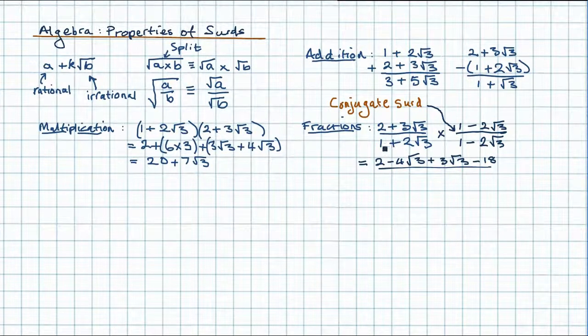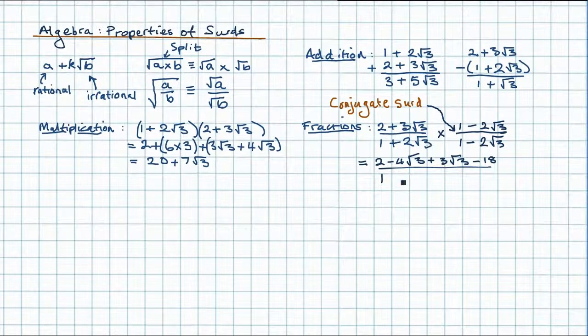So we've got 1 times 1, if we're foiling again. So 1 times 1 is just 1. Then we've got 1 times minus 2 root 3. Well, that's going to be negative 2 root 3. But now we've got 2 root 3 times 1. So that's positive 2 root 3. So it's 2 root 3 minus 2 root 3, which is 0. So when you're using these conjugate surds, it has the effect of removing that middle term, the irrational part of the surdic quantity.